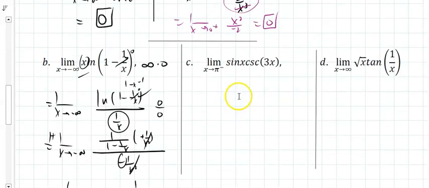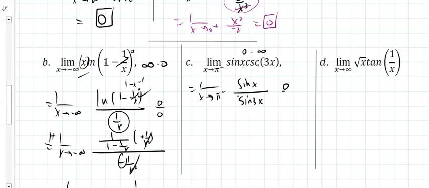Not that bad. Here, if I put a pi in there, sine of pi is 0. Cosecant of 3 pi is infinity. Here, there's an easy fix. And the fix is to make that simply the sine of 3x. And now if you put pi in there, sine of pi is 0, sine of 3 pi is 0. By L'Hopital, limit as x approaches pi from the left. Derivative of sine is cosine. Derivative of sine of 3x is 3 the cosine of 3x.